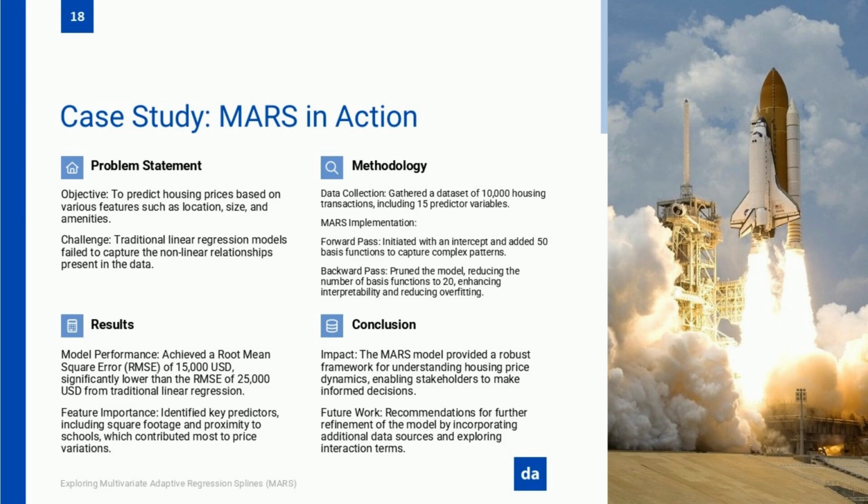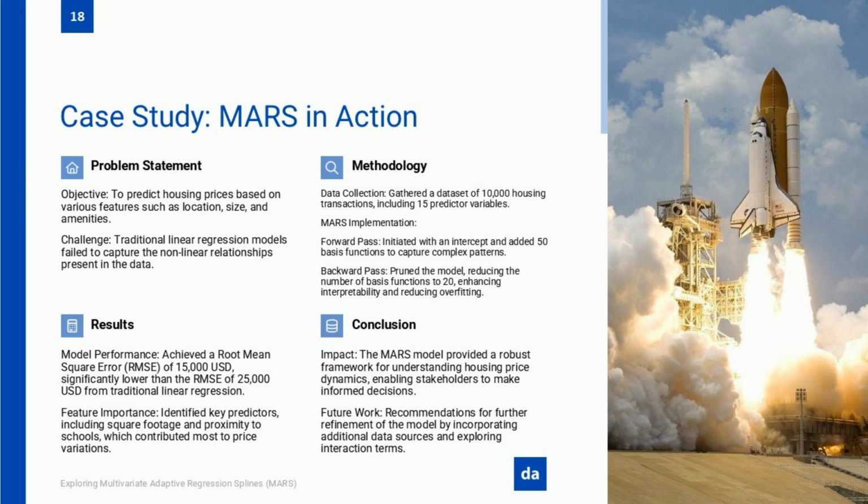The results were clear. MARS outperformed traditional linear regression. The root mean square error, RMSE, for MARS was 15,000 USD, significantly lower than the 25,000 USD RMSE produced by the linear model. The analysis also revealed that square footage and proximity to schools were the strongest predictors of price, while certain neighborhood effects only became significant above specific lot sizes, a pattern that linear regression completely failed to capture.